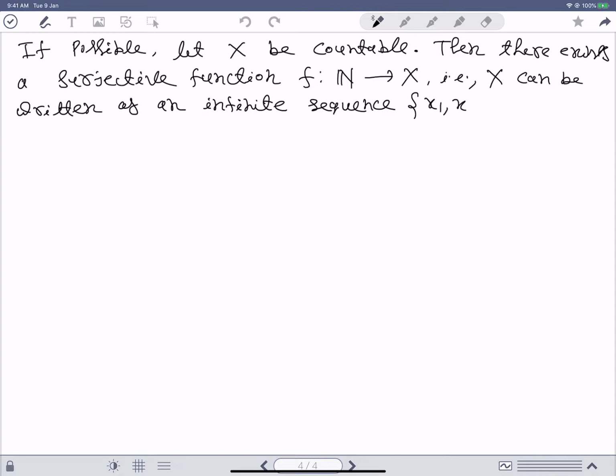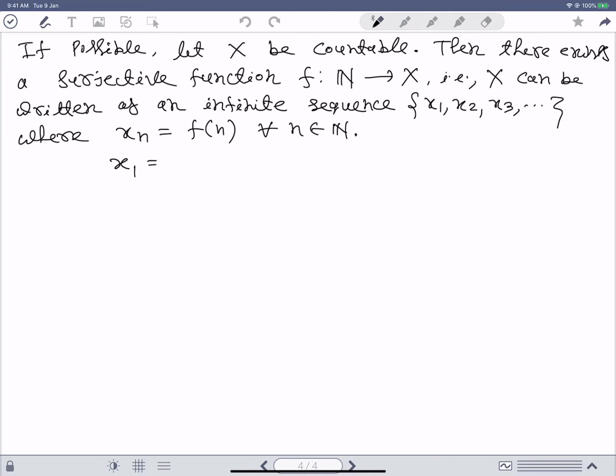Say x1, x2, x3 in this way, where xn is actually f of n for all n belonging to the natural numbers. Now we prove that this listing is not complete. That means we shall prove that the function f is not a surjective function. So we shall find one element, say y, from the set X such that y does not have any preimage under the map f.